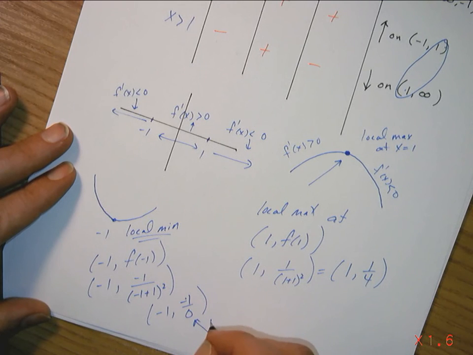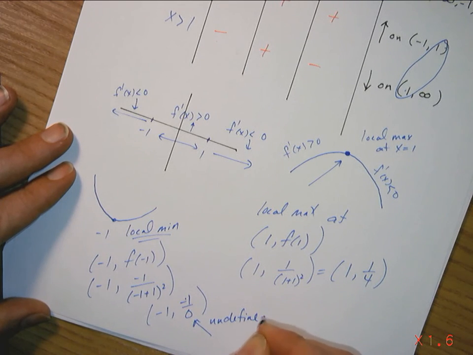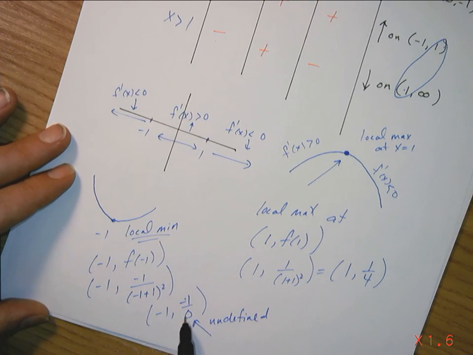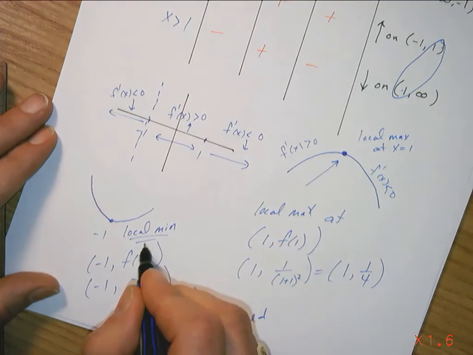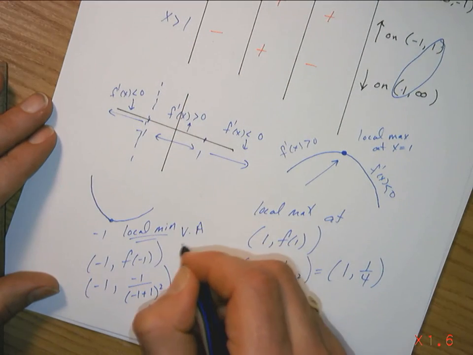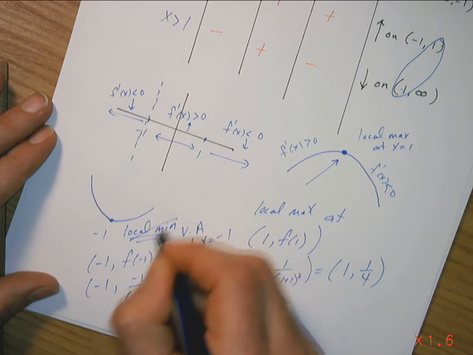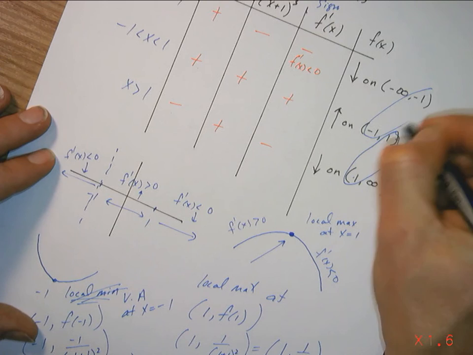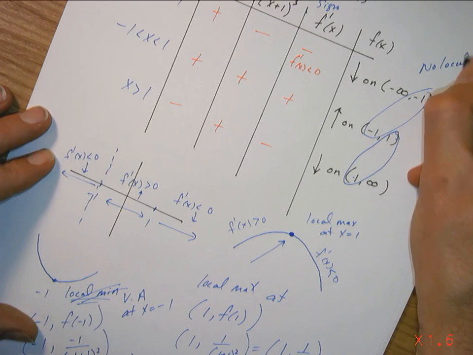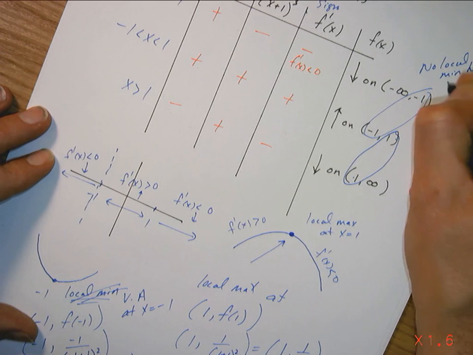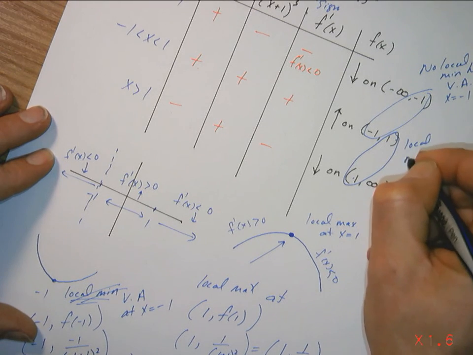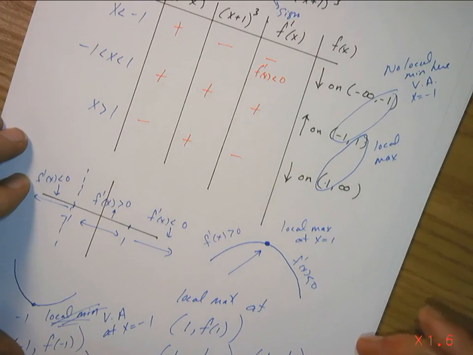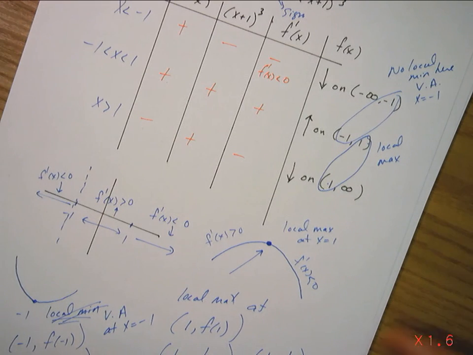And this is undefined. So in case you didn't remember, it's going to become blatantly obvious when you try to find that y value that this cannot be a local minimum because there is a vertical asymptote at x equals -1. So there is no local minimum here. That's your vertical asymptote. But this was a local maximum. Okay? So that's pretty good. We can finish that, and then we'll take a look at the second derivative, and we'll be dealing with concavity.